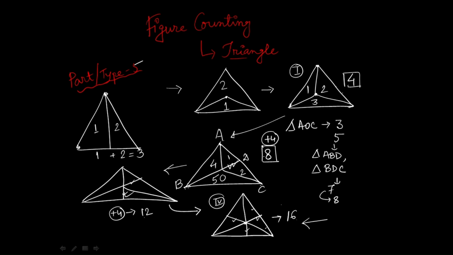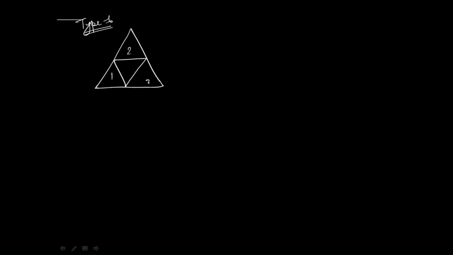Now moving to the next part. Look, it's type 6. Clear? So in type 6, you have to know, look, how many triangles are there in this figure? I've said that a triangle is the largest part of figure counting. It has several parts. Tell me, how many triangles are there in this given figure? How many can you see? 1, 2, 3, and fourth one, 4, and the larger one ABC. Clear? So plus 1, it's 5.